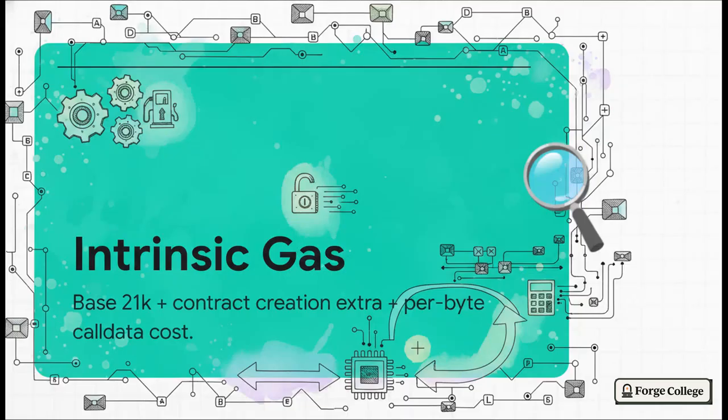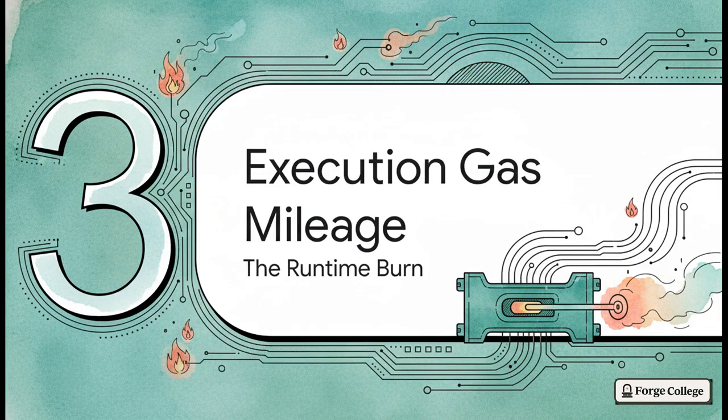So, to summarize all that, our intrinsic gas equation is actually incredibly elegant. It's just the base 21,000 plus that contract creation surcharge if you happen to need it, plus the per byte call data cost. You just do the math on those specific fields, and boom, you found the exact baseline cost of your transaction. Section 3, the mileage, execution gas.